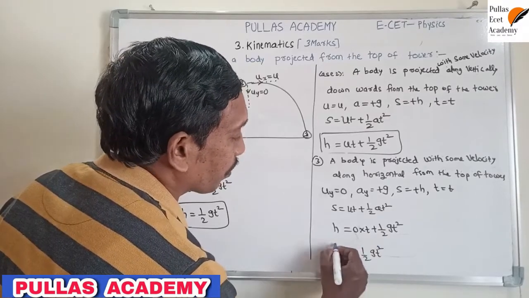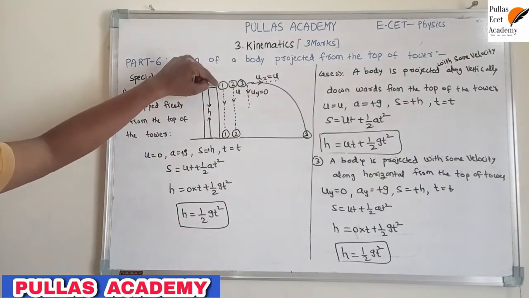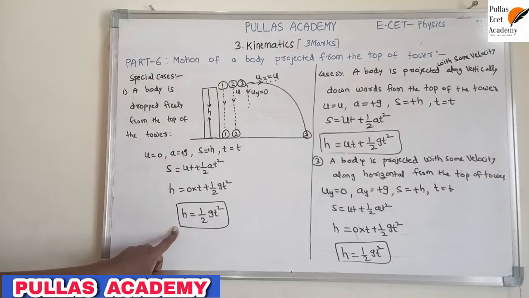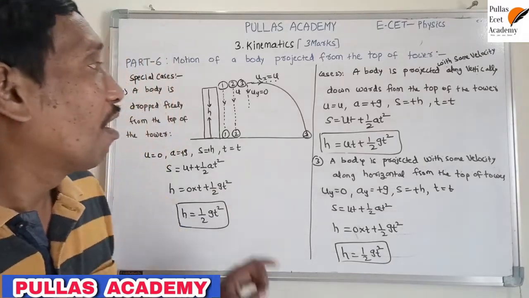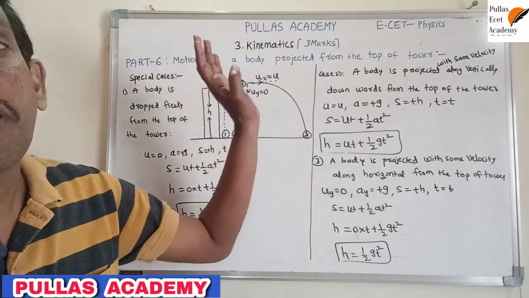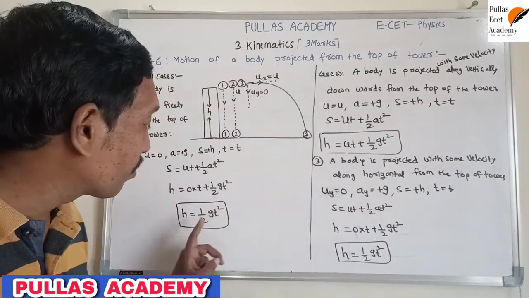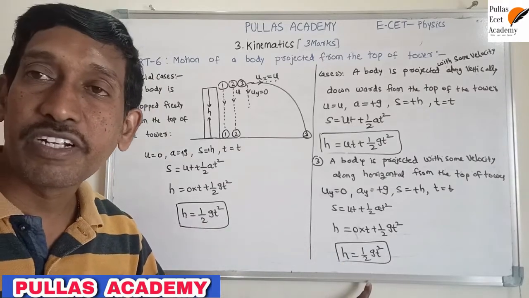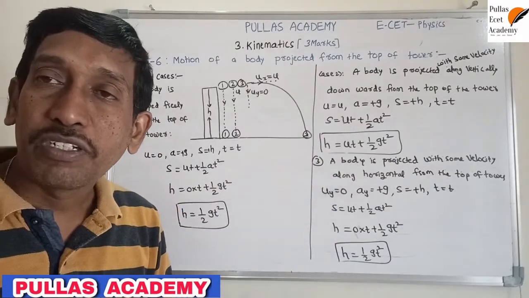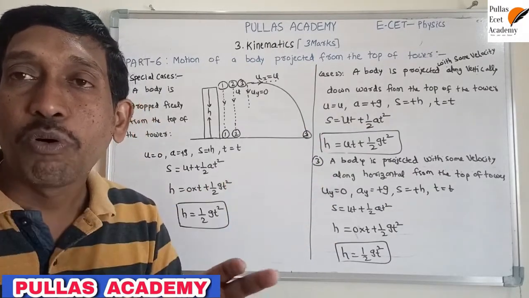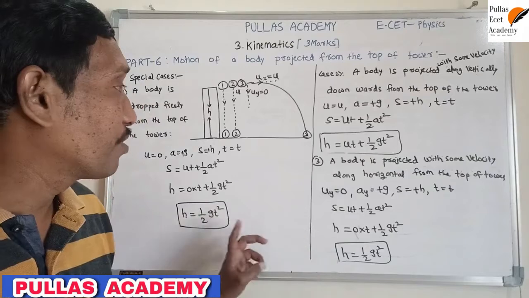That means when you project horizontally with some velocity, or when you drop from the top of the tower, you get the same equation. If you drop any body from the top of the tower, or if the same body is projected horizontally with some velocity, they reach the ground in a similar time. Why? Because you get the same equation, there is no difference. The two bodies come to the ground simultaneously. That's the concept understood from these two equations.